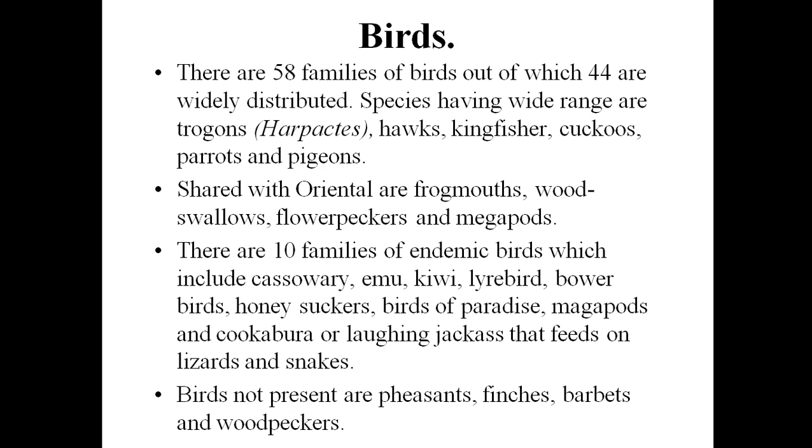Cassowary, emu, kiwi, lyrebird, bowerbird, honeysucker, bird of paradise, megapodes, and kookaburra or laughing jackass. See, out of the birds you can see emu, kiwi, they are all ratitae, belonging to the order Ratitae, that is the flightless birds. So the flightless birds are also very unique to this Australian list.